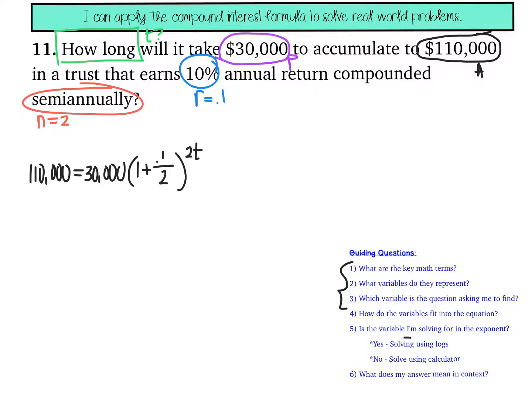So is my variable in the exponent? Yes, it is. Well, we're going to have to use logs. All right, so the first step is I just need to look at what I have. So I have something equal to 30,000 times this value being raised to the 2t. So I need to isolate this right here, and I'll do that by dividing by 30,000.